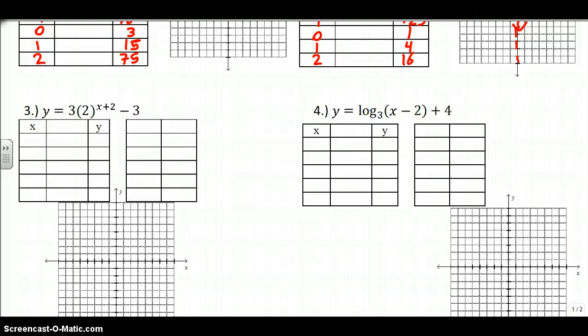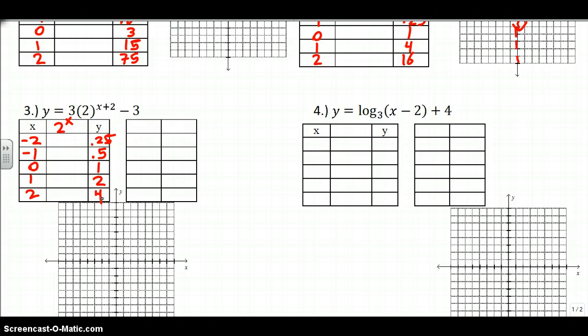So if I have y equals 3 times 2 to the x plus 2 minus 3, I'm going to start off by just doing 2 to the x. We'll start off that simple. Negative 2, negative 1, 0, 1, 2. So I plug those in. 2 to the negative 2 is 1/4, so that's 0.25. 2 to the negative first is 1/2, so that's 0.5. 2 to the 0 is 1. 2 to the first is 2, and 2 squared is 4.